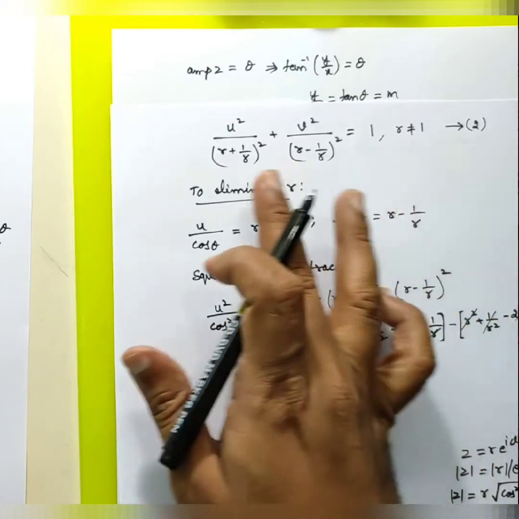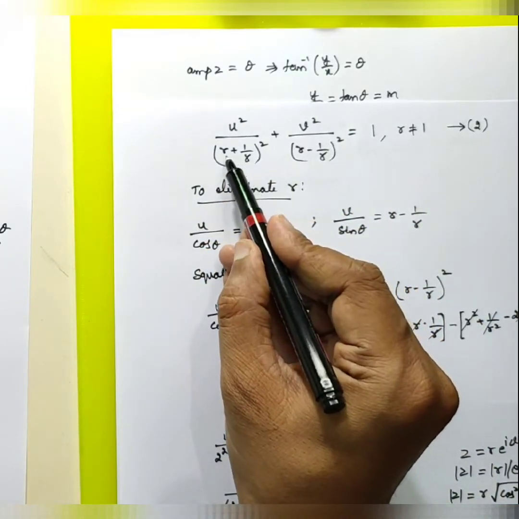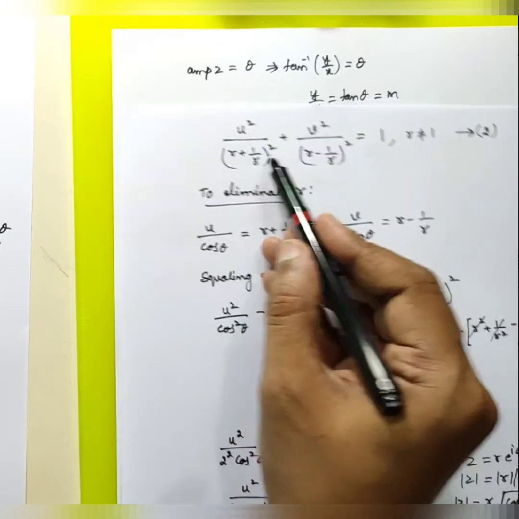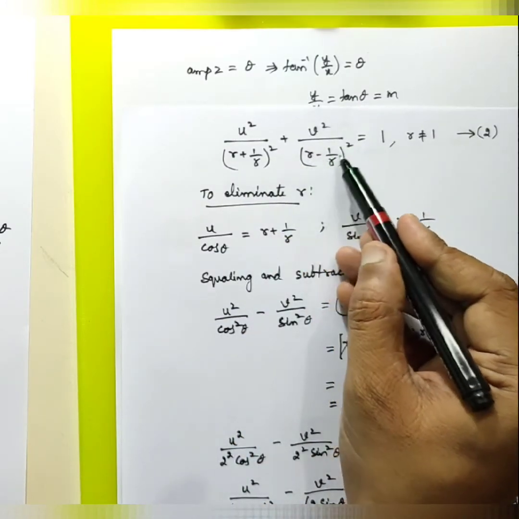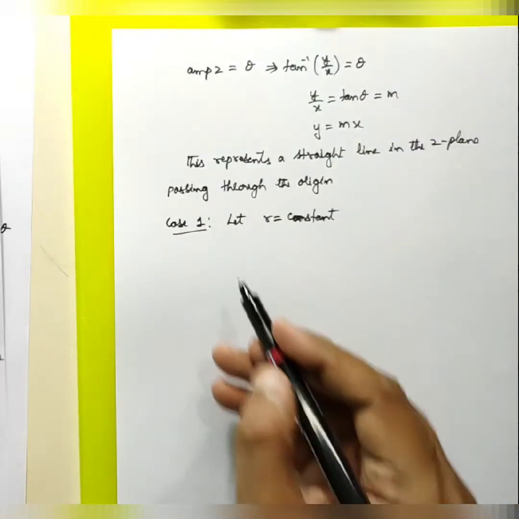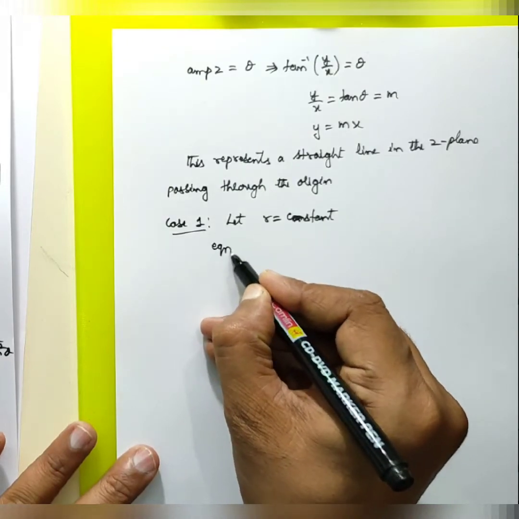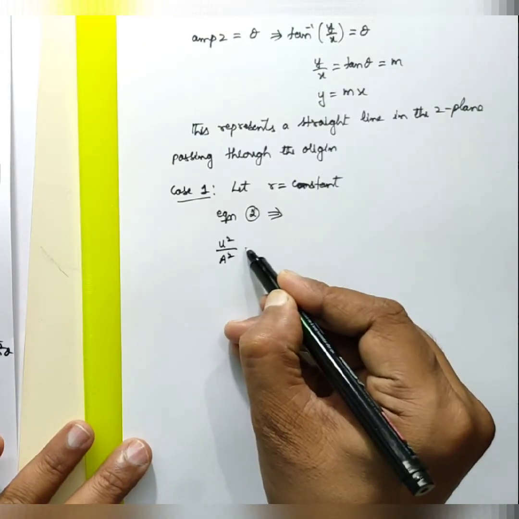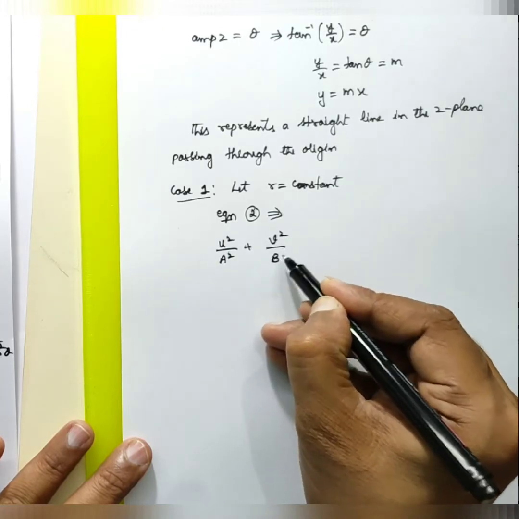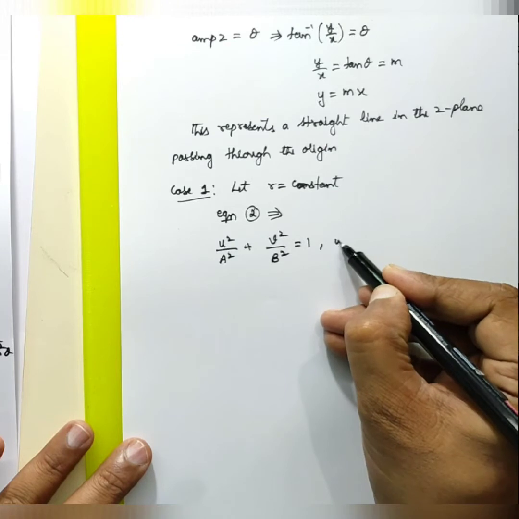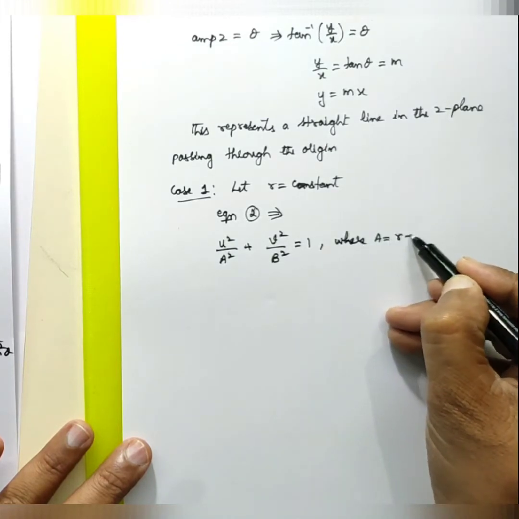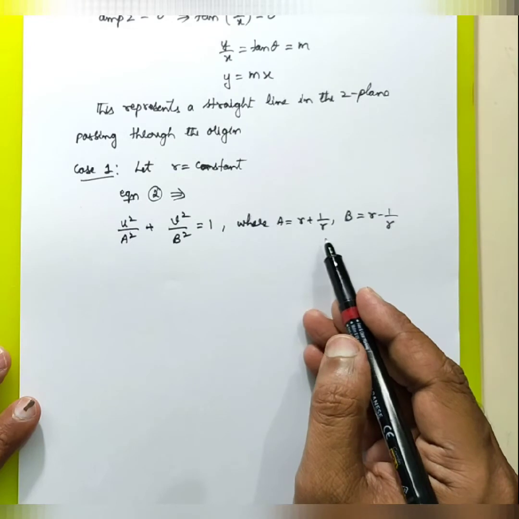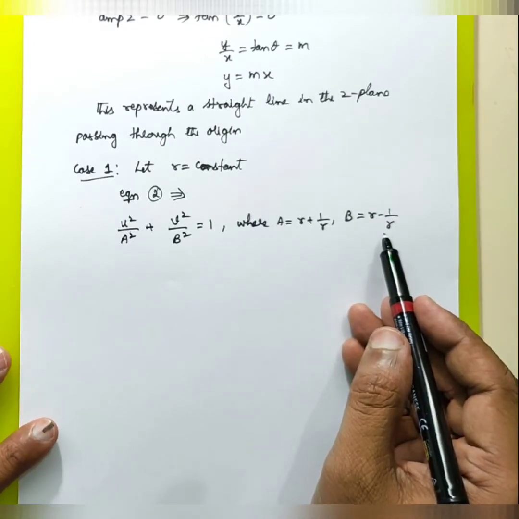So let me take that equation. I am taking r to be a constant. If r is a constant, then r plus 1 by r will be a constant. So I will replace this by some other constant, say capital A. And r minus 1 by r is also a constant. I will replace this by, say, capital B. So then equation number 2 will imply u square by a square plus v square by b square equals 1, where a is r plus 1 by r and b is r minus 1 by r.